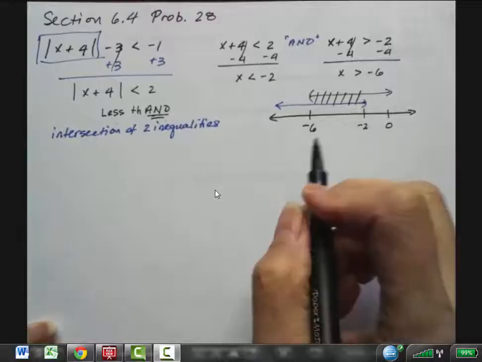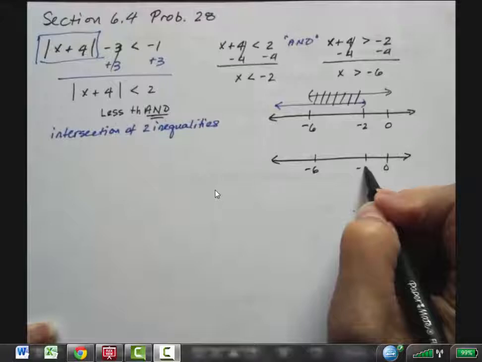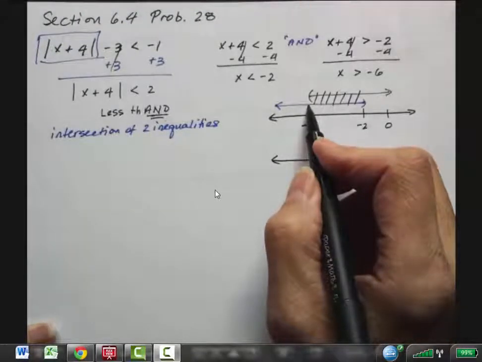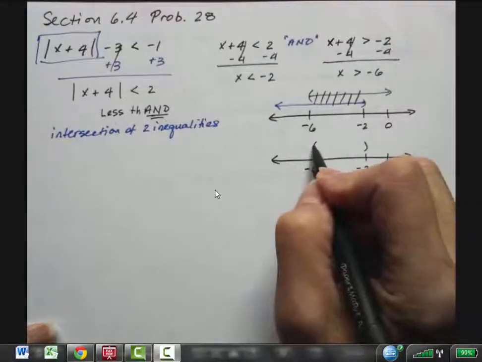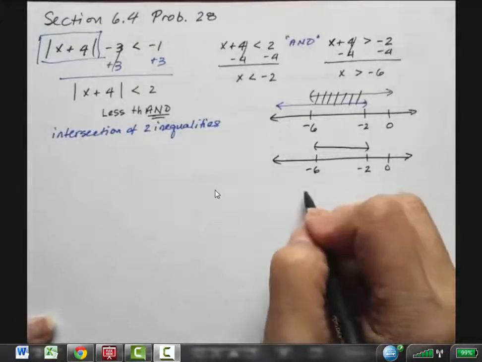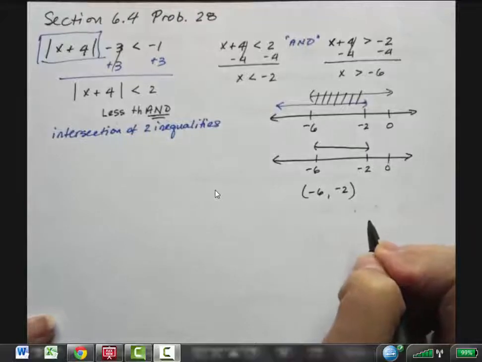And it says to graph the solution, so let me go ahead and graph the solution set. It's going to be between negative 6 and negative 2, and negative 6 is in one interval, but it's not in the other. It has to be in both intervals to qualify. So there's the graph of my inequality, and then my interval notation is going to be negative 6 to negative 2, not including either end.